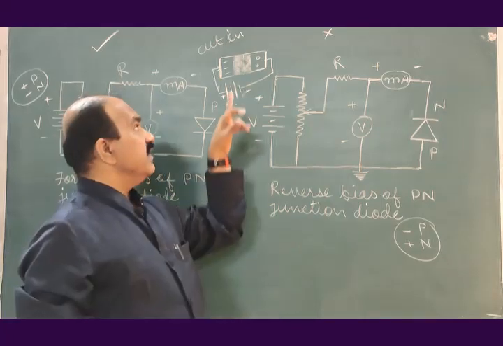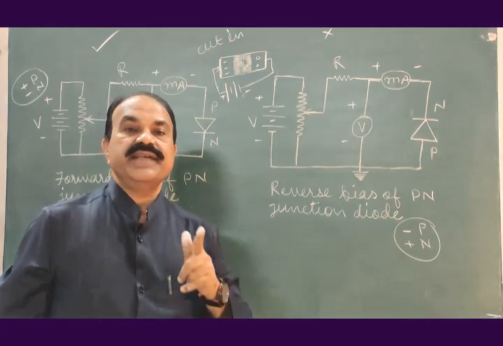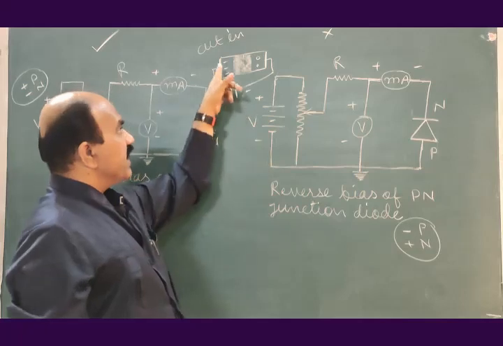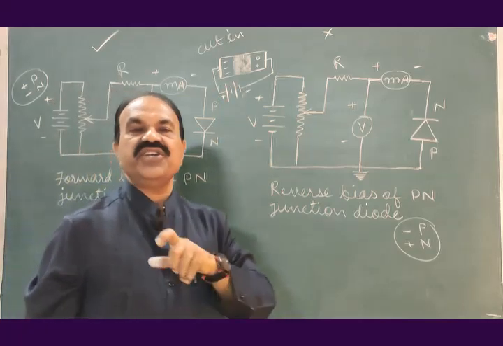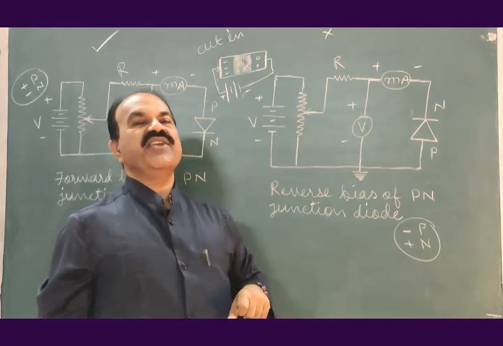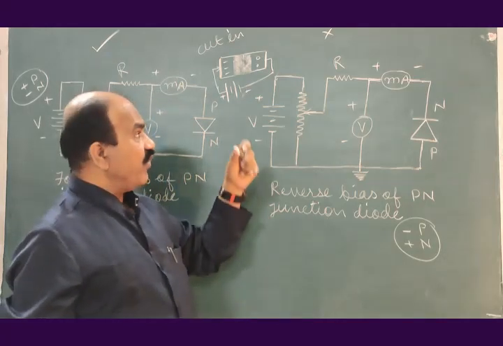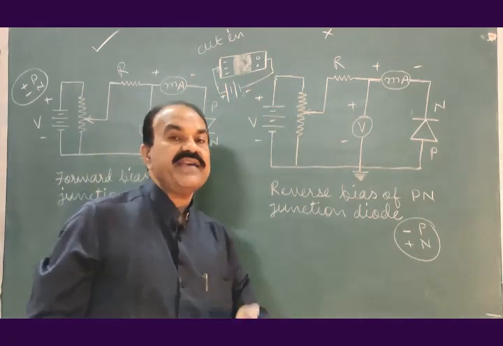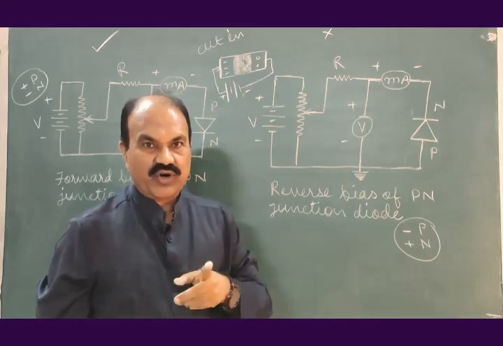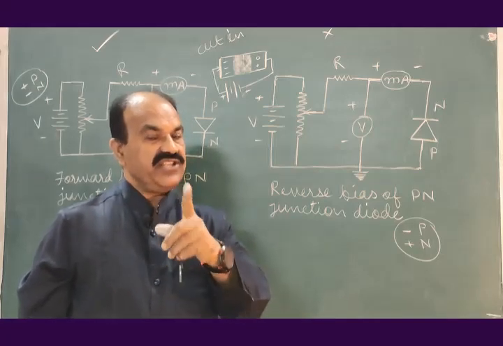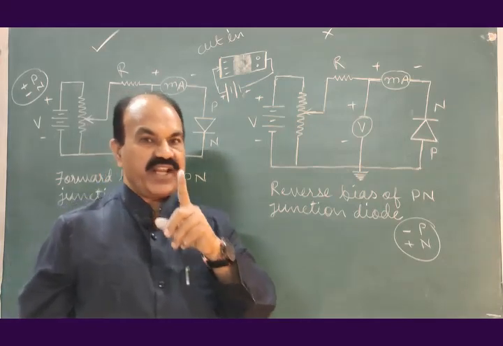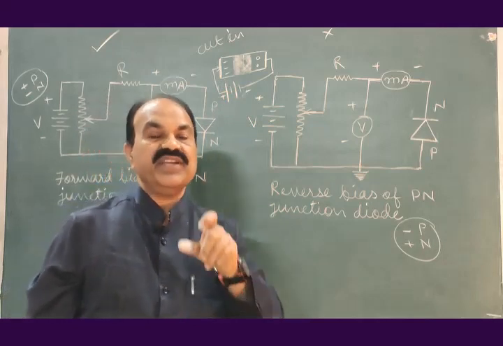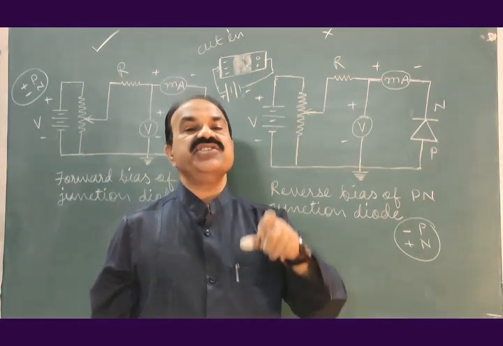One thing: P type has holes as majority charge carriers, electrons as minority charge carriers. N type has electrons as majority charge carriers, holes as minority charge carriers. For the minority charge carriers in this PN junction diode, the reverse bias is forward bias. For minority charge carriers, listen carefully.